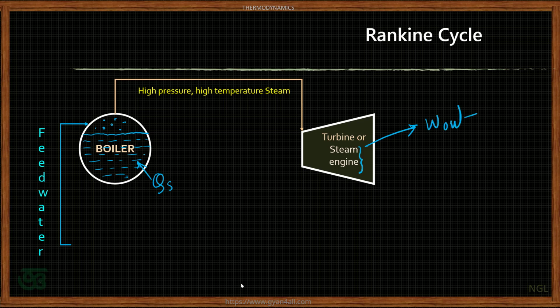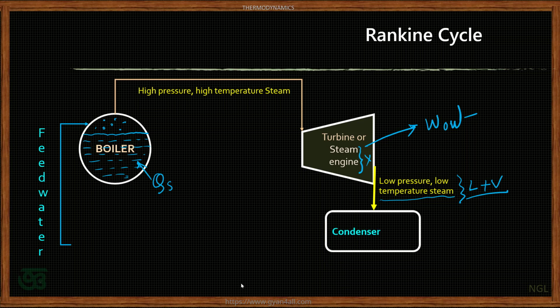Steam engines are not used nowadays in any part of the world, so we will only consider the turbine as a prime mover. Due to the expansion of the high pressure, high temperature steam inside the turbine, the exhaust steam is low pressure, low temperature steam. This is actually a mixture of liquid and vapor. And this liquid-vapor mixture is condensed in a condenser.